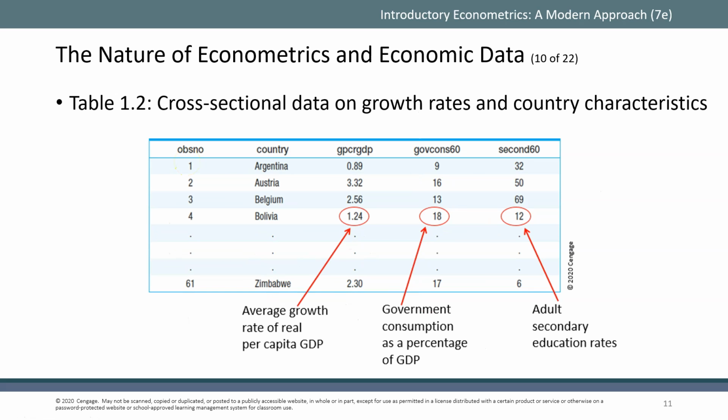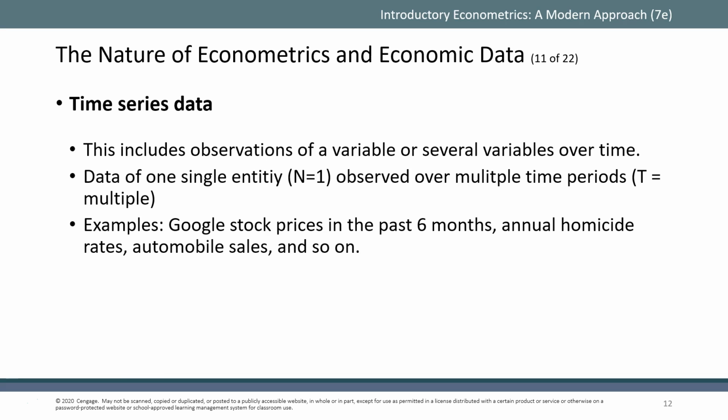This is another example of a cross-sectional data. There are 61 countries. See, one country is observed only once. The average GDP growth rate of Argentina is this much. Then there are 61 countries, so there are multiple countries, and every country has only one data point. So all these observations are observed at a particular date. So this is an example of cross-sectional data. The next type of data is called time series data.